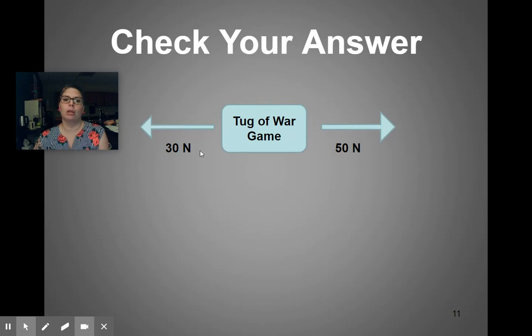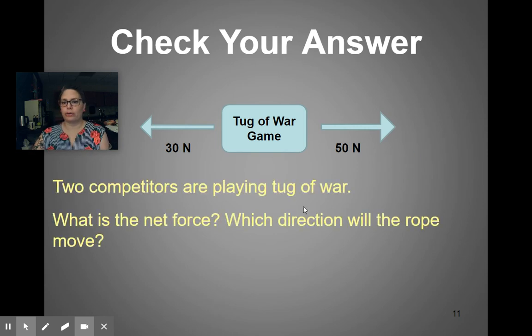Let's do one more. A tug of war game. Notice the arrows. This one's a little bit thicker. 30 newtons to the left and 50 newtons to the right. Two competitors are playing tug of war. What is the net force? Which direction will the rope move?